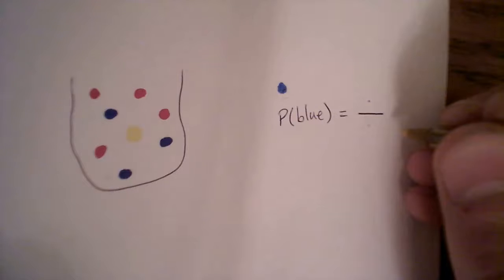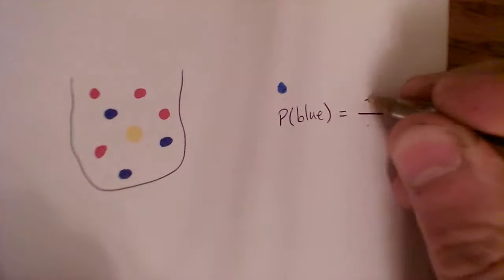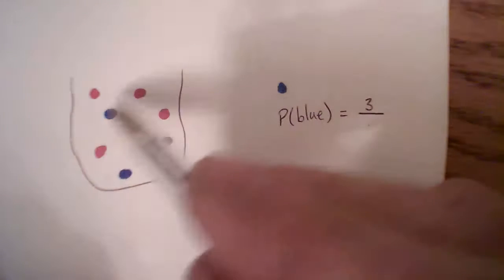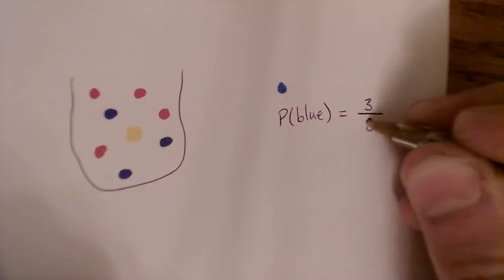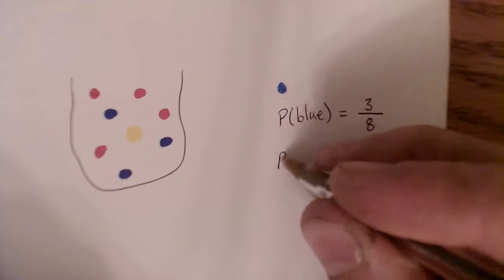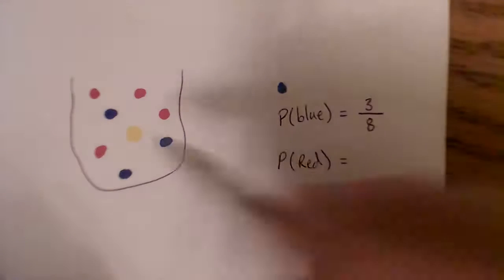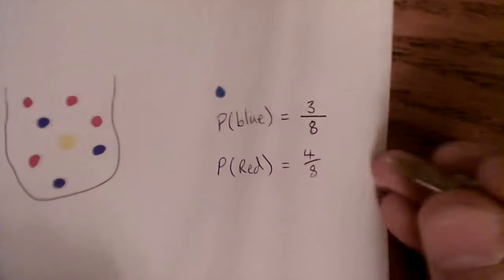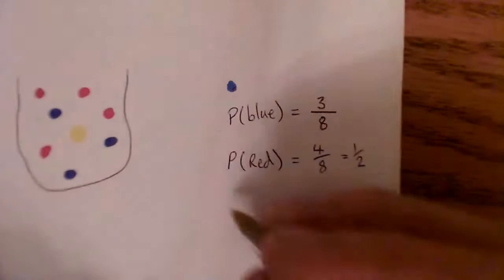So let's have a look. If we can see into our bag, we can see we have 3 blues. We have altogether 1, 2, 3, 4, 5, 6, 7, 8 counters. That means our probability of picking a blue was 3 out of 8. Now, we can do the same for the other colors in our bag. So reds, we have 4 out of 8. And when you're doing these questions, please simplify if you can. So here we're going to a half.